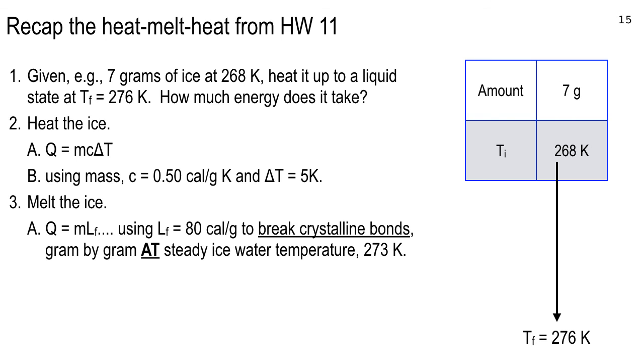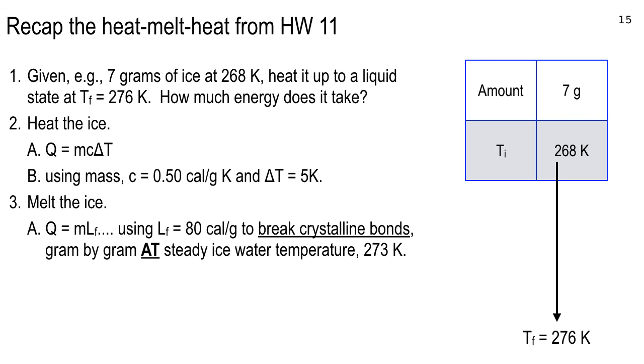The next thing you do, you heat it up 5 Kelvins. Now you're at the melting point. Every calorie of additional heat at this temperature melts something. It doesn't change the temperature. It changes the bonds from tight crystalline bonds to the looser cohesive bonds of a liquid. For H2O ice, it takes 80 calories per gram.